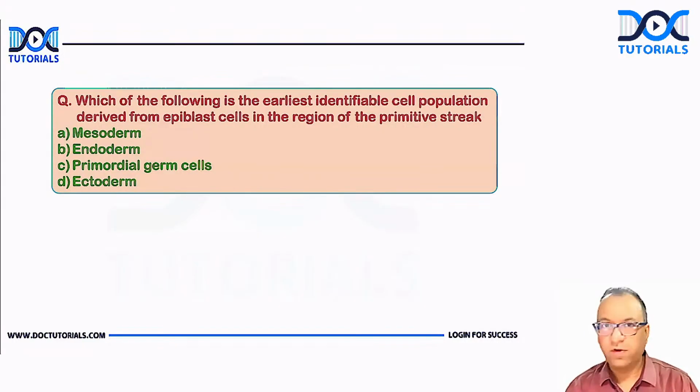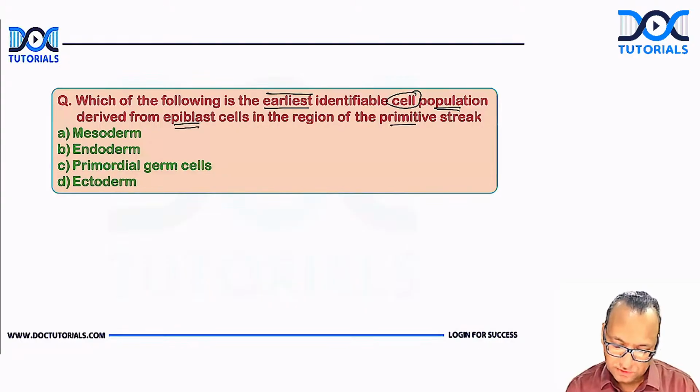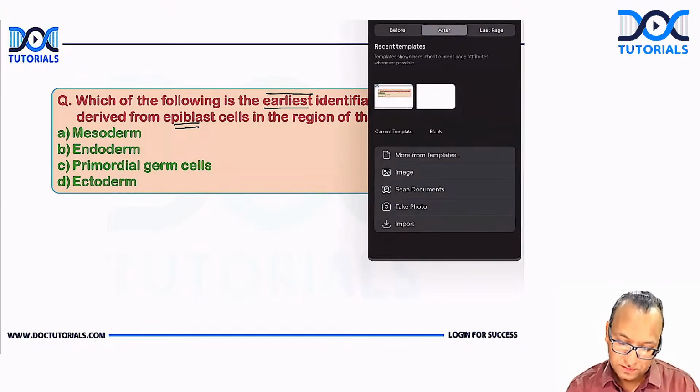Okay, so we are looking at this question, which is asking us which of the following is going to be the earliest identifiable cell population when we are talking about epiblast cells in the region of primitive streak. So what about this primitive streak, and what about this earliest identifiable cell? Let us look at one of the diagrams here, which we are drawing.